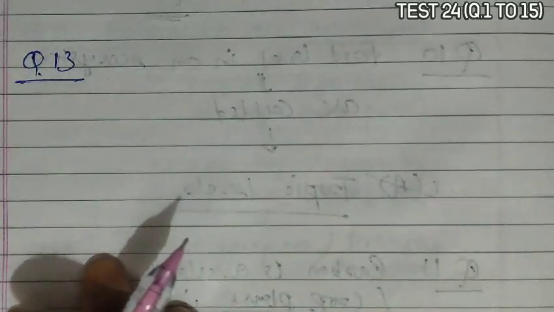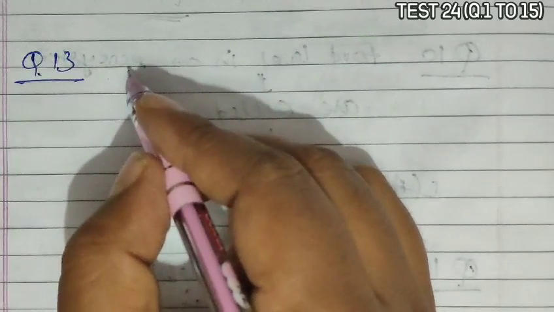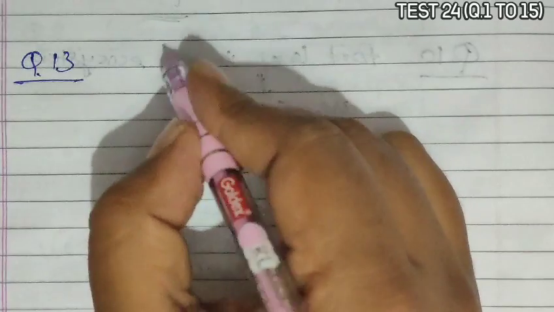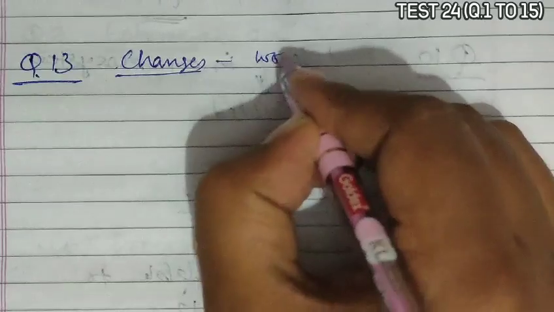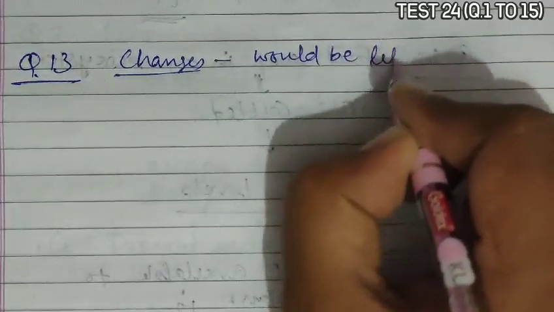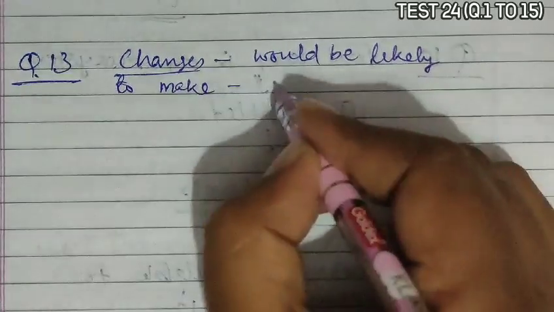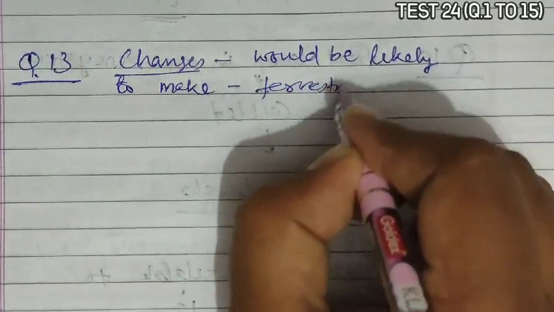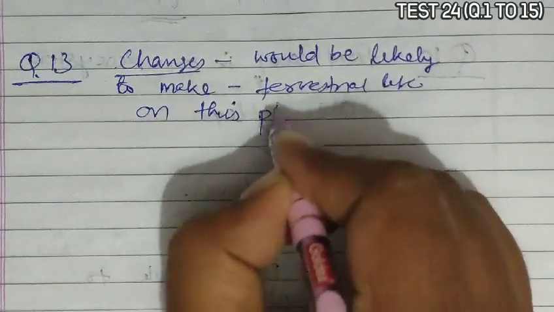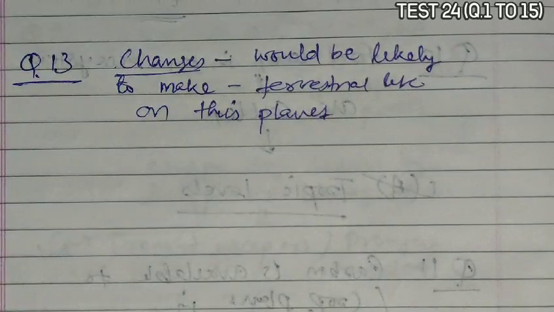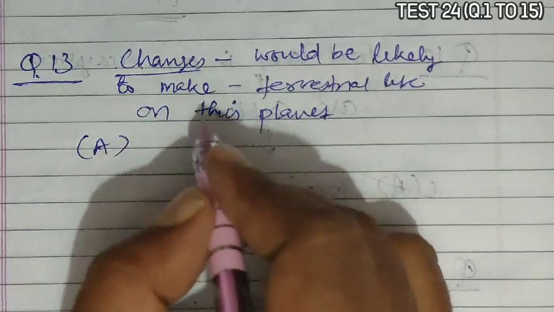Question 13. Question 13 asks which one of the following changes would be likely to make terrestrial life on this planet impossible. Option A, a decrease in mean temperature by 10 degrees Celsius.